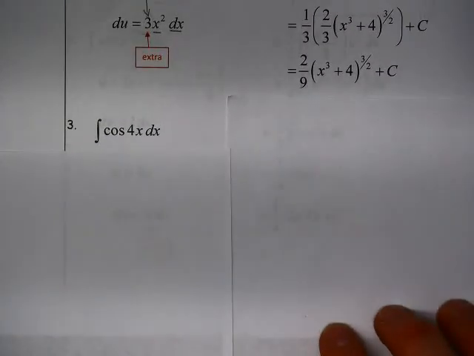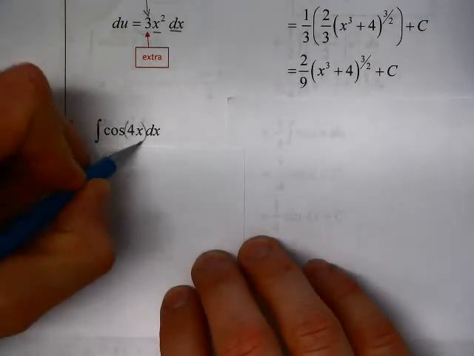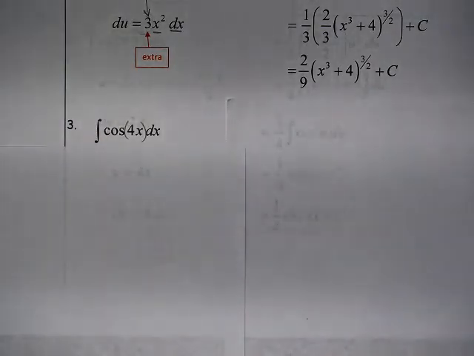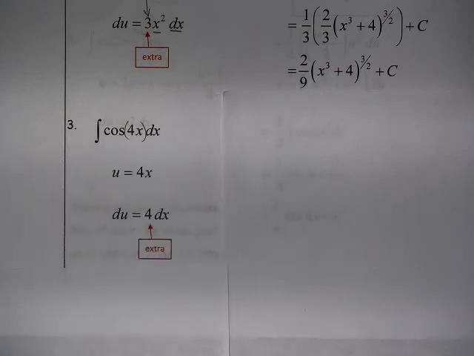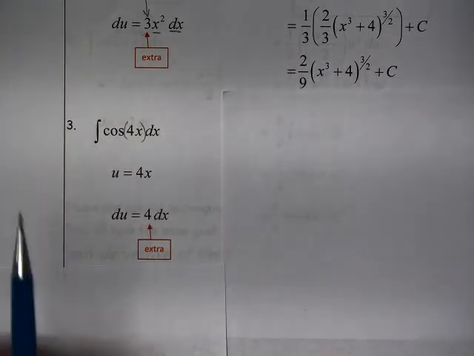Alright, let's take a look at an example of a trig function. So here, remember, 4x is the argument of that cosine function. So I'm going to let u equal the argument of the cosine. When I take the differential of that, I get 4 dx.